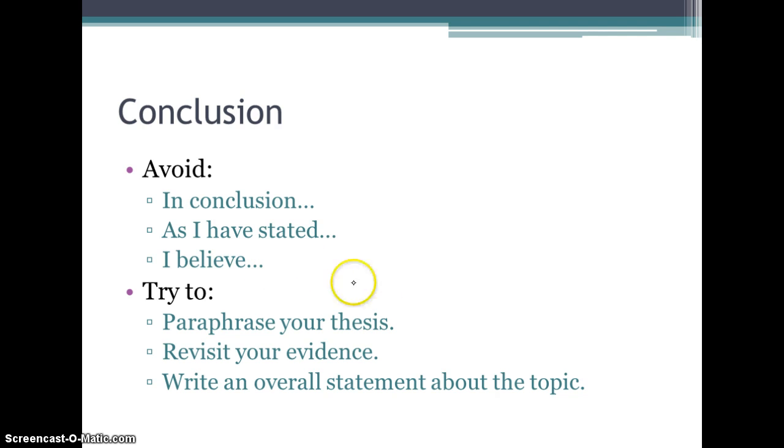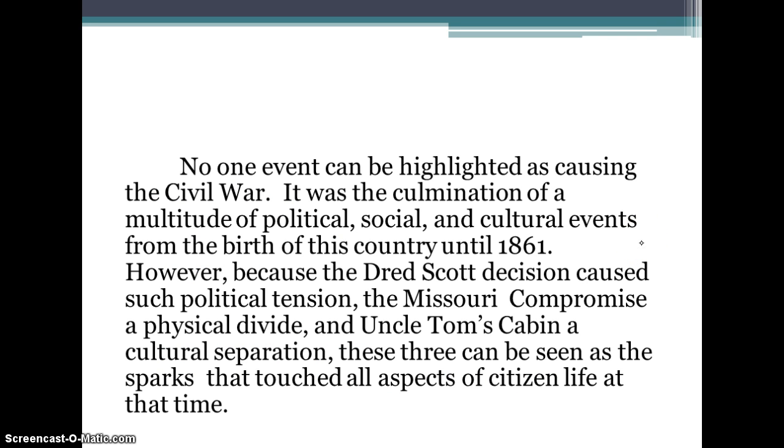So when you're writing your conclusion, first try to paraphrase your thesis, which means put it in slightly different words, revisit your evidence that you talked about in your body paragraphs, and then write an overall statement about the topic. Here's an example. No one event can be highlighted as causing the Civil War. It was the culmination of a multitude of political, social, and cultural events from the birth of this country until 1861. I've restated my thesis.